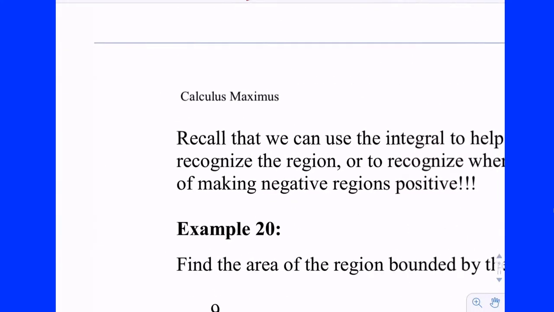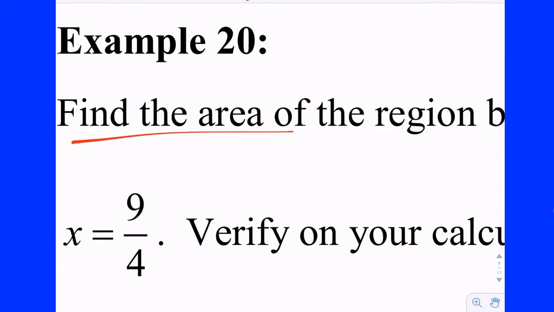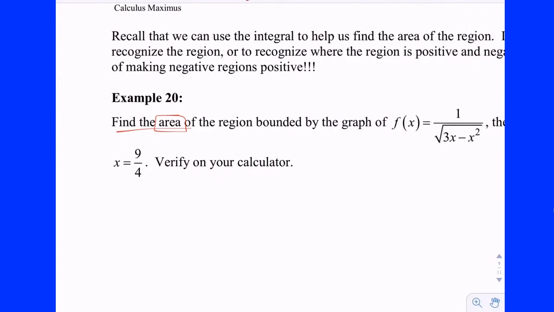Example 20. I'm not going to read all that stuff up there. It says to find the area. When we read the word area, we're thinking what? It's got to be what? Positive or negative? Positive. Never negative. Has to be positive. And who's in charge of making it positive? U is. Right, U is.